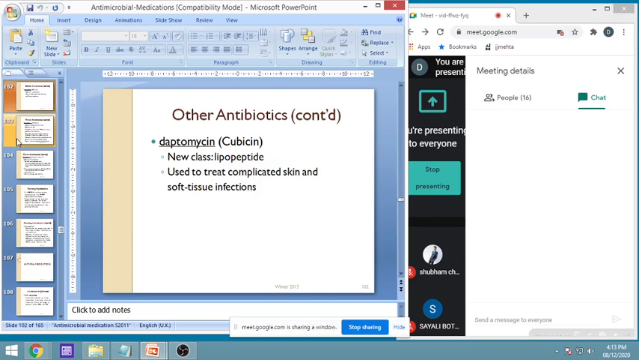Then daptomycin, it is a new class of lipopeptide. It is used to treat complicated skin and soft tissue infections.